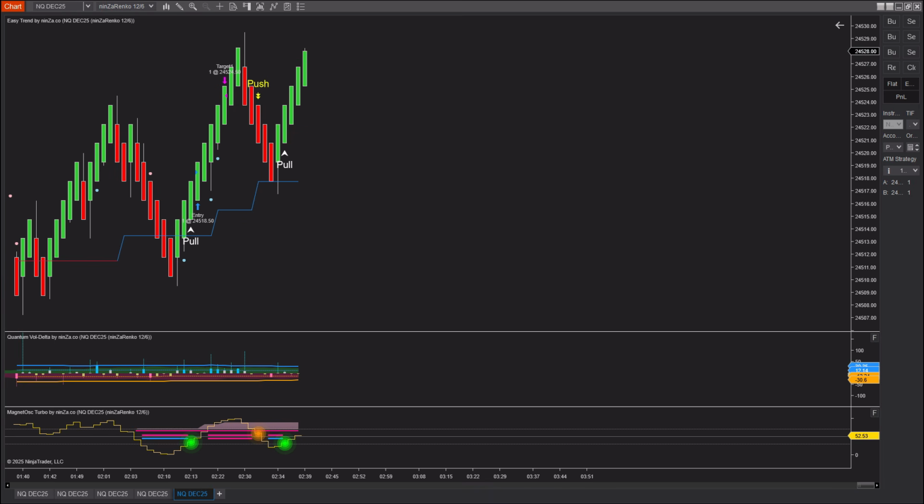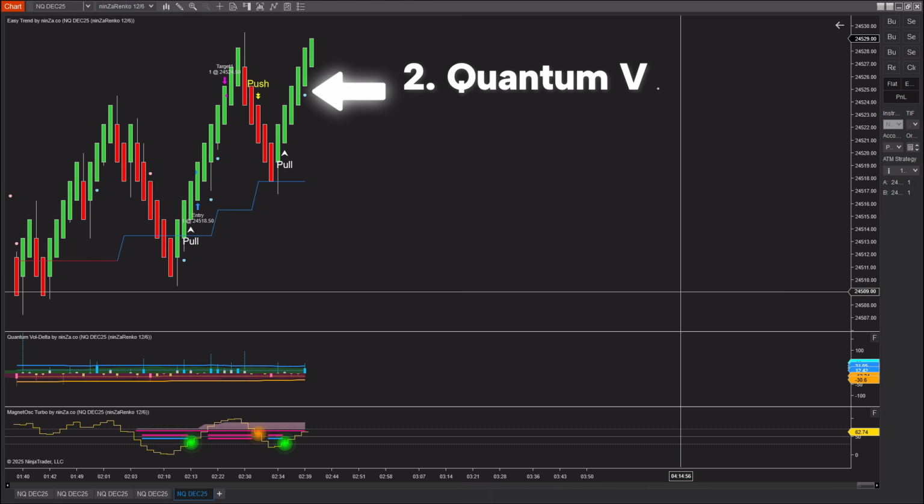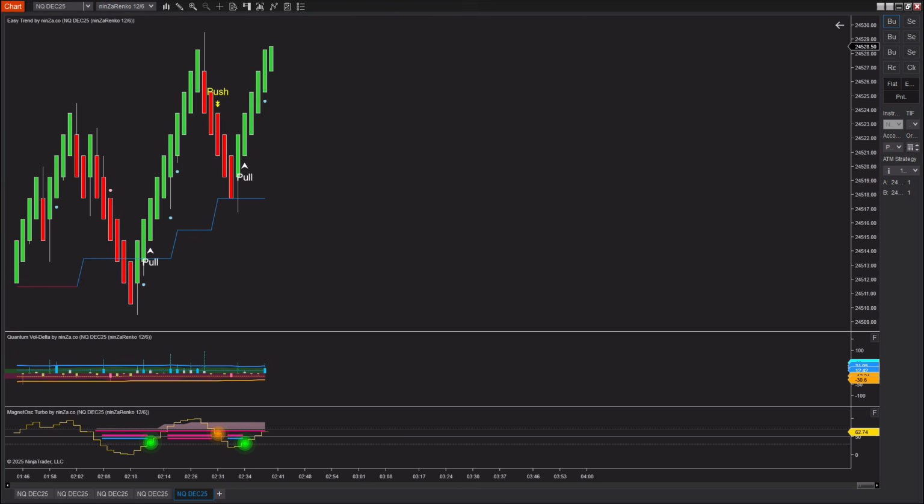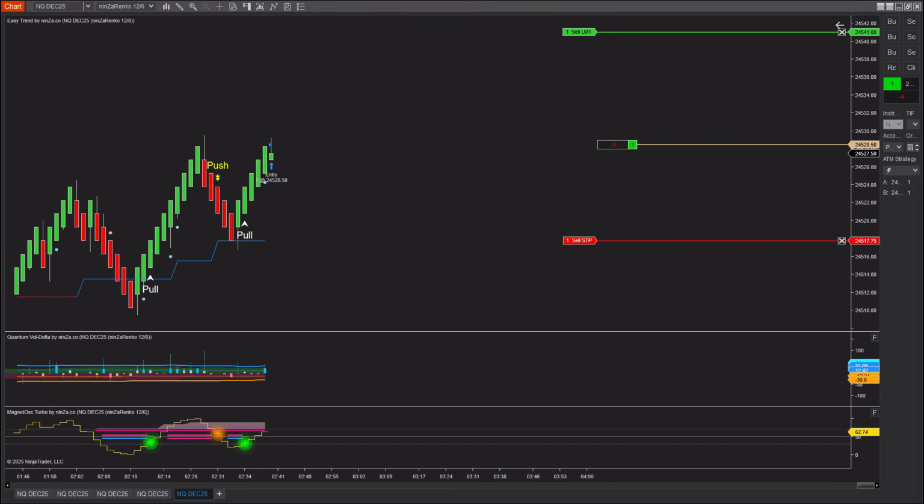Now, keep this in mind. If we don't see a Quantum Vol Delta signal within those 2 to 3 candles, or if it shows up way too late, then we'll simply skip the trade. Because at that point, the reliability of the setup has already dropped. And right here, with both signals lining up, we go ahead and execute a buy trade.